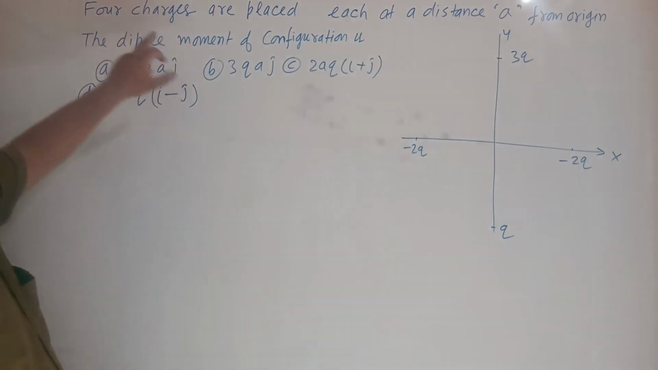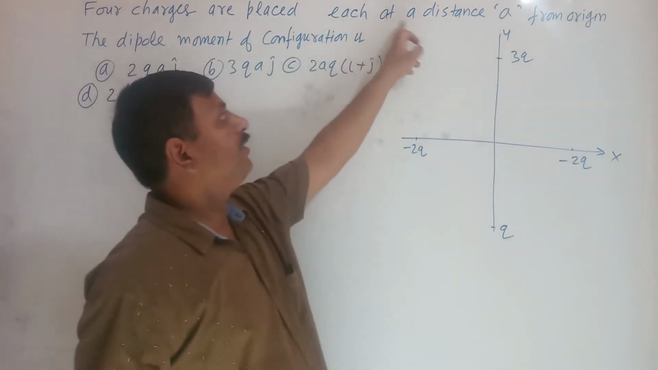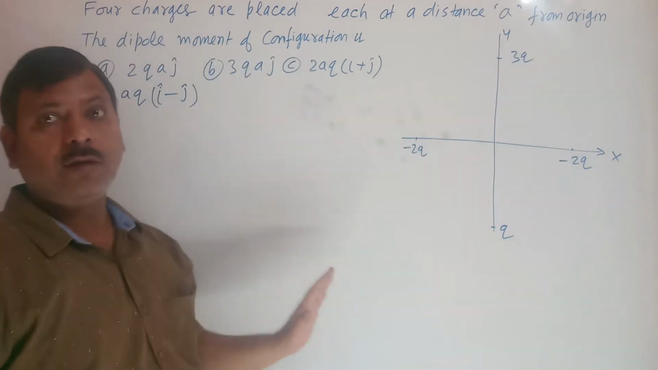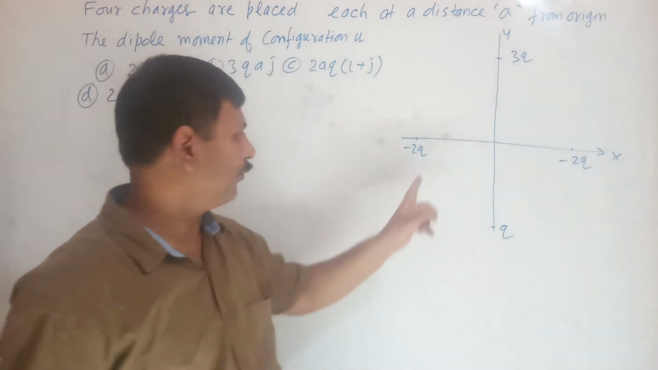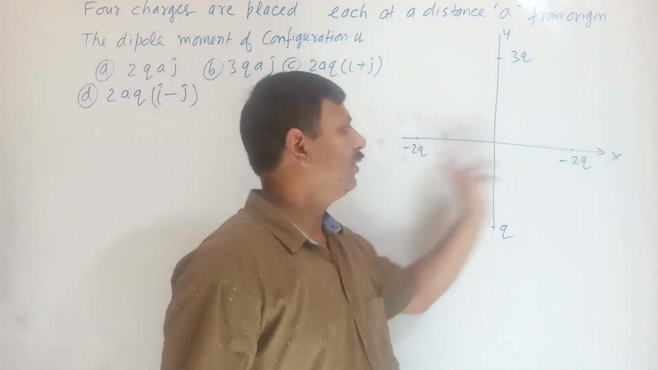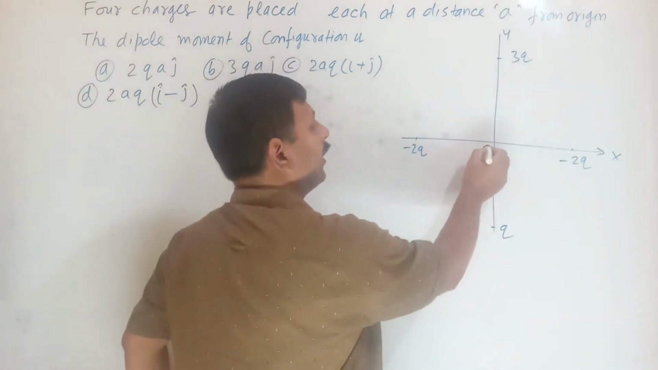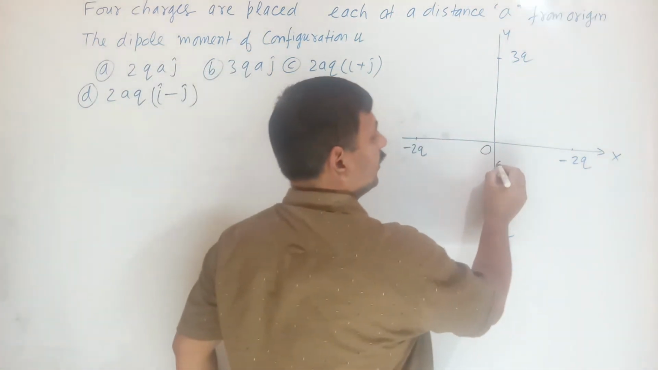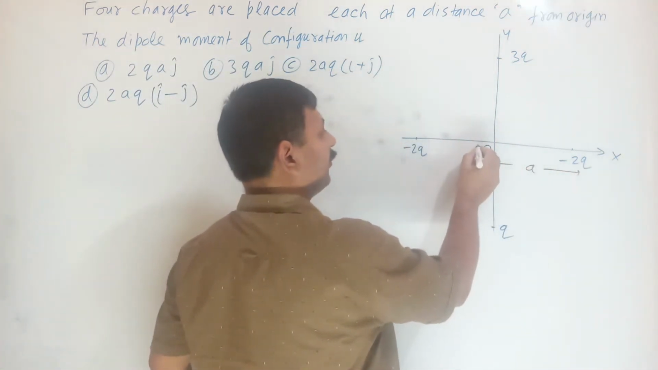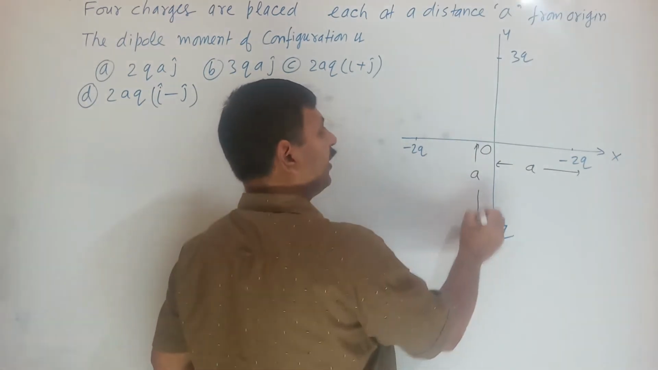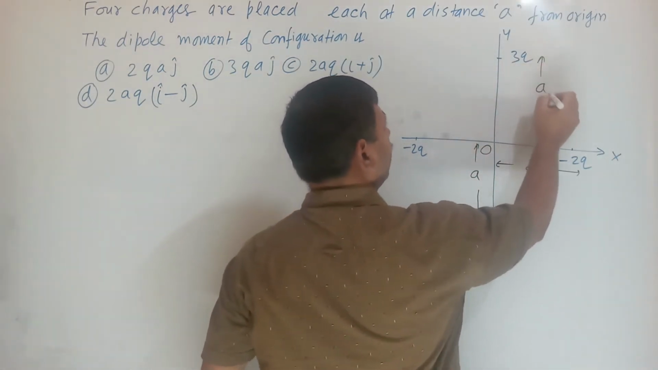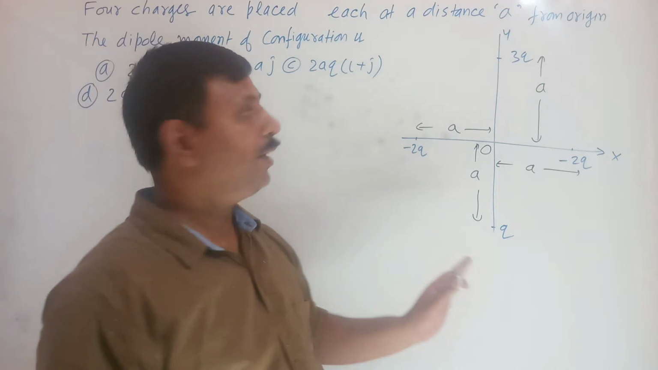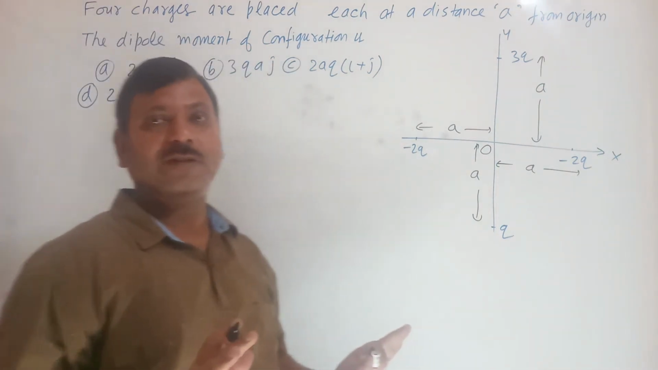Here one problem is there. 4 charges are placed each at a distance a from origin. The dipole moment of one configuration. They have given 4 charges, minus 2q, minus 2q. This is the origin. All charges are put at a distance a from origin. This distance is a, this is also a. All distance they have given a. What will be the dipole moment of this configuration?